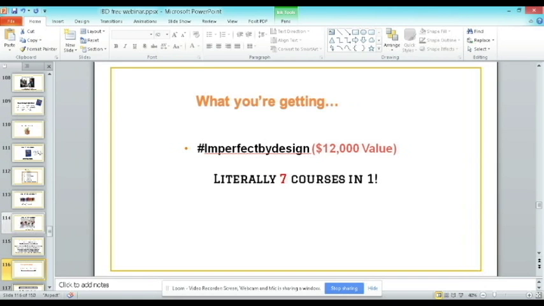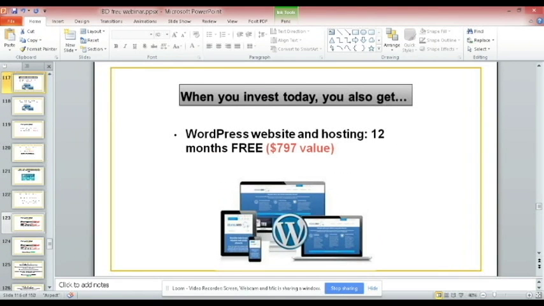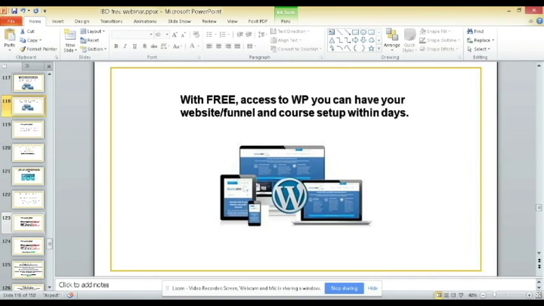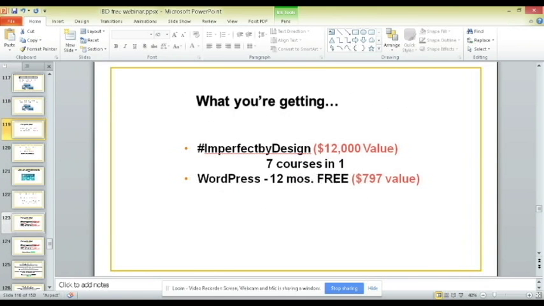Not to mention the fact that this is just a part of what I offer. This is just the baseline. So when you invest today, you're also going to get a WordPress website and hosting. I give you this because you may need it. If you don't need it, it's okay. It's good to put a one-page website up or start your funnel, but it's there for you in case you need it. With free access to WordPress, you can have your website and funnel and course set up within days. That's the goal of that.